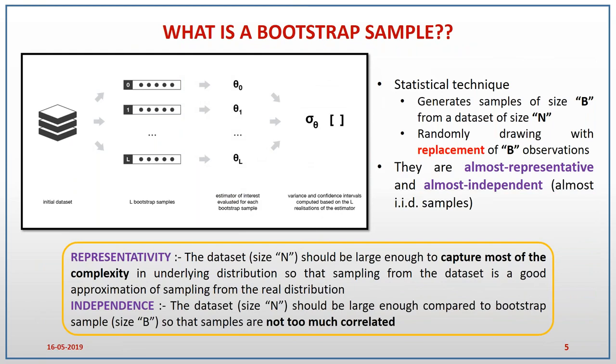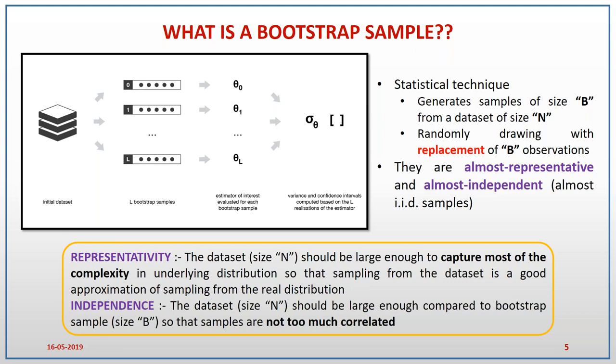Bootstrap sampling is a statistical technique. Here, suppose we have a data set of size n. We will be generating a number of small subsets of data. It generates samples of size b from a data set of size n, where b is less than n. The bootstrap samples are almost representative and almost independent, so they can be said to be almost IID samples, independent and identically distributed.